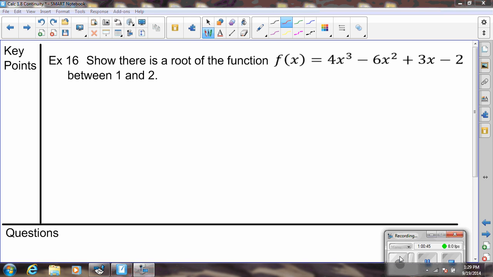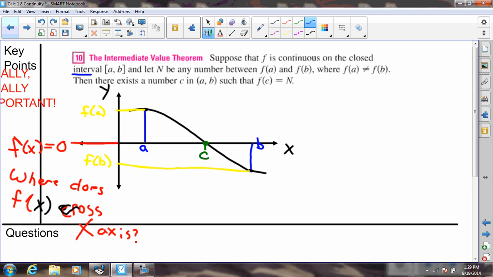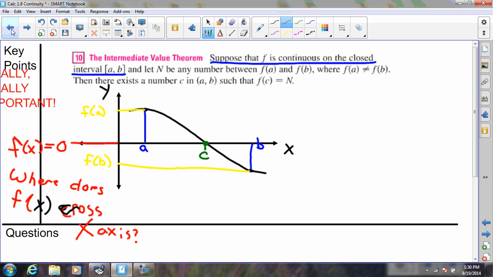So, what we would have to start by noting is f of x is a polynomial, and we know that polynomials are continuous everywhere. So, if it's continuous everywhere, we know specifically that it's continuous on the closed interval from 1 to 2. Please note this piece in the blue is starting off by saying I'm meeting the conditions of the intermediate value theorem. We have a continuous function on a closed interval from 1 to 2. The next part of the intermediate value theorem is n is a number between f of a and f of b.